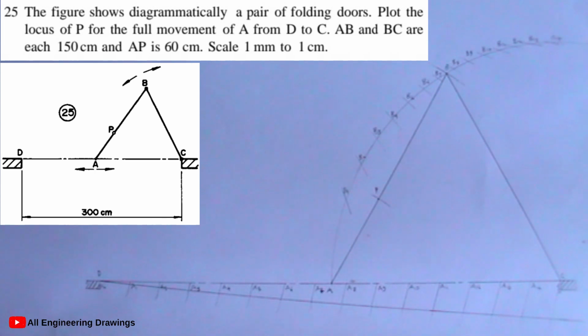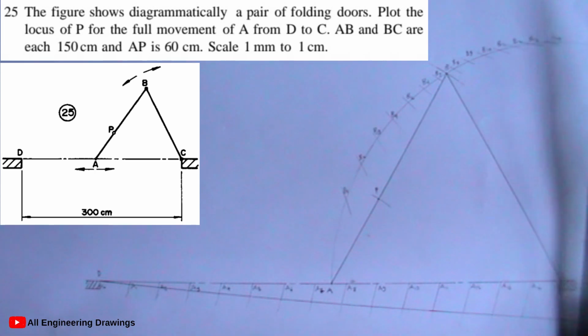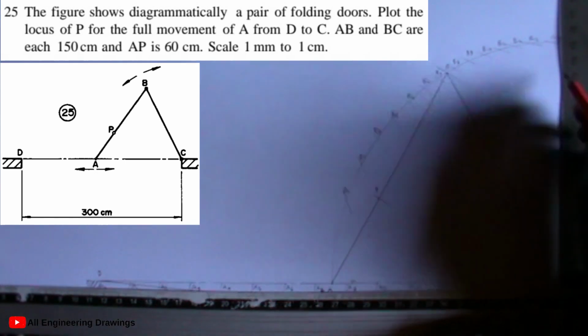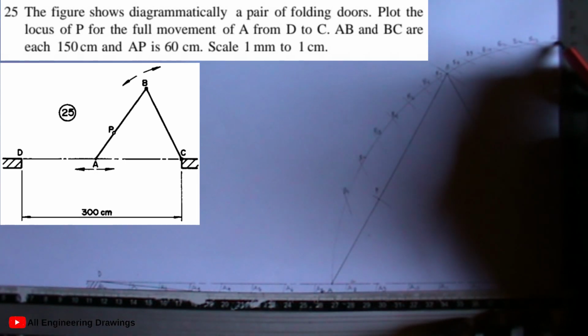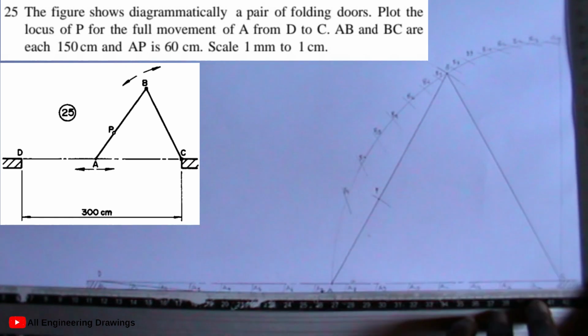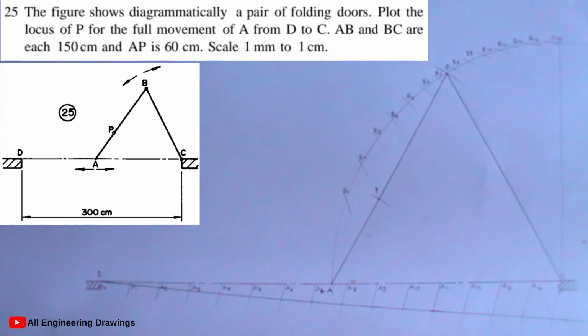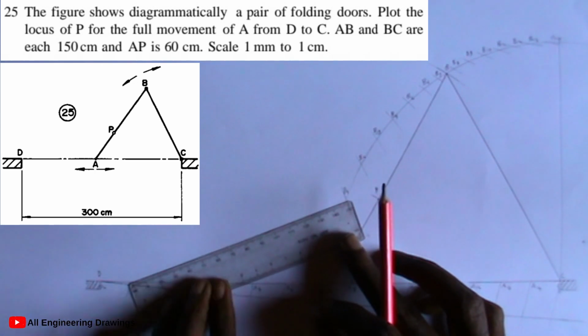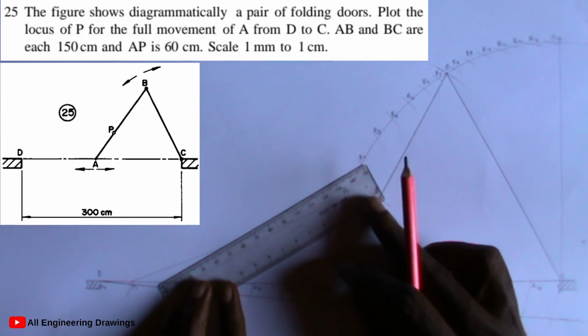So our B15 will be a vertical line, that is from point C. So we'll just draw a vertical line from point C. So next, we'll draw lines from point A to point B. That is A1 to B1, A2 to B2, A3 to B3. So let's do it.